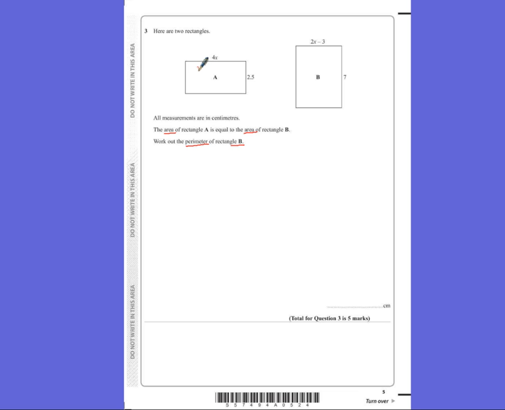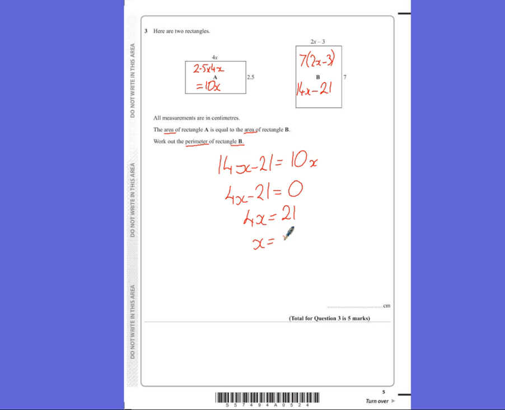So the area of this one is length times width, so 2.5 times 4x. 4 lots of 2.5 is 10, so 10x. And this one will be 7 times 2x minus 3. So 7 lots of 2x is 14x, and 7 lots of 3 is minus 21. If we put these two equal to each other, I've got 14x minus 21 is equal to 10x. I can take 10x off both sides, which will leave me with 4x minus 21 equals nothing. Then I can add the 21 to both sides, which gives me 4x equals 21. And then divide by 4, and 21 divided by 4 is 5.25, or 5 1/4.